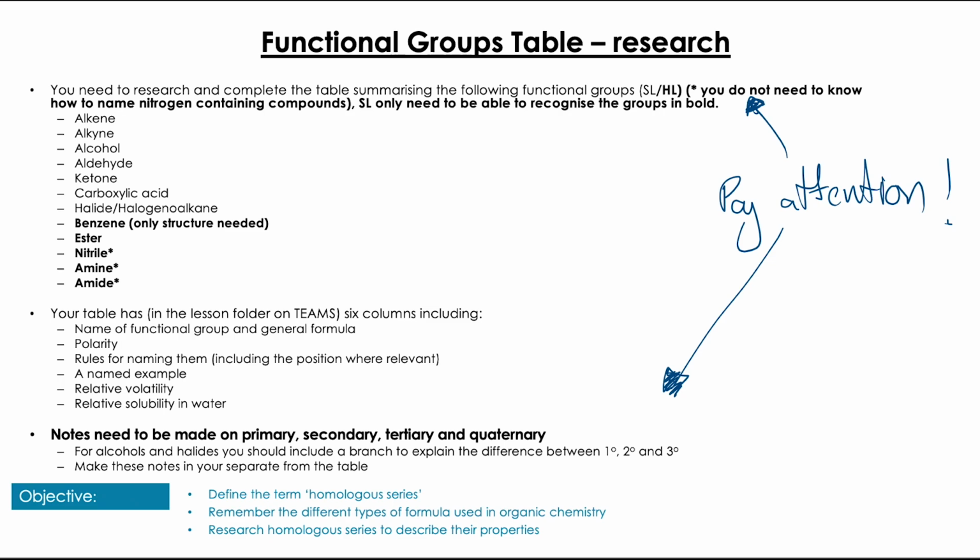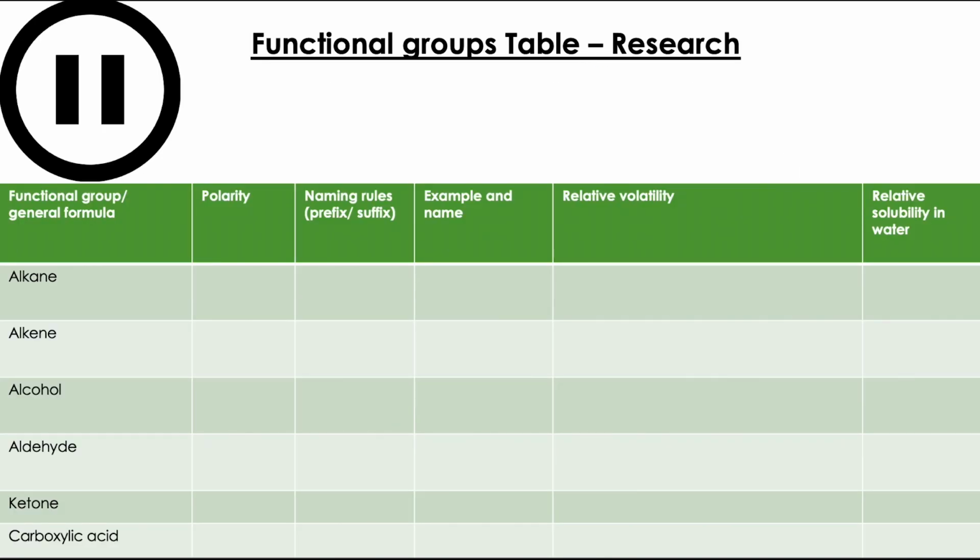You also need to make notes on primary, secondary, and quaternary, especially as it relates to alcohols and the halogenoalkanes. But just so you're not completely alone in doing that, let me go through the first line of the table just to show my expectations. This is what the table looks like if you open up the file.